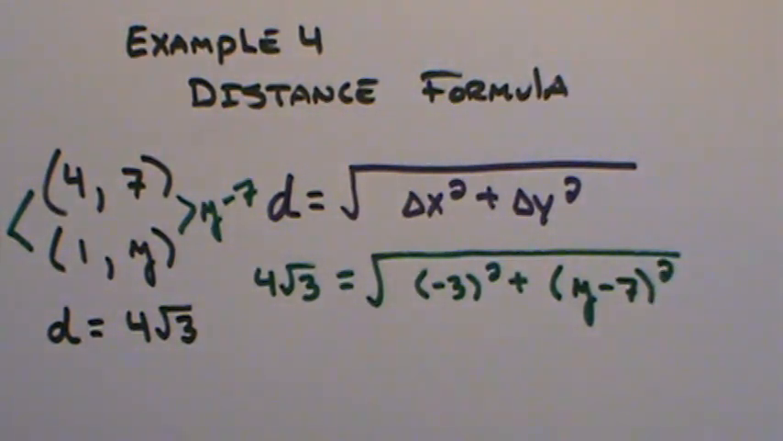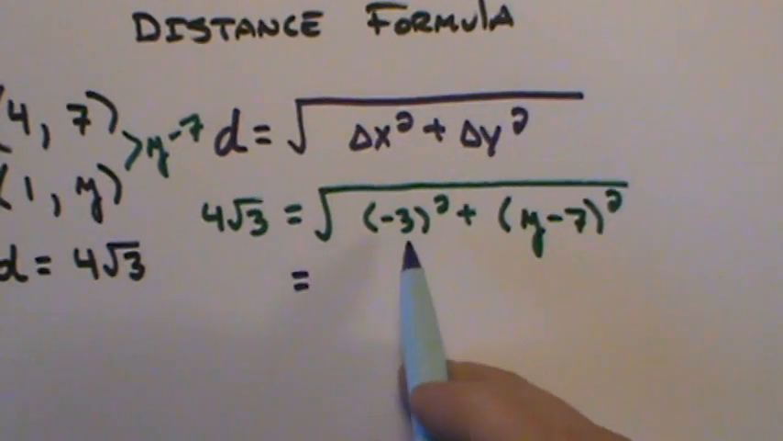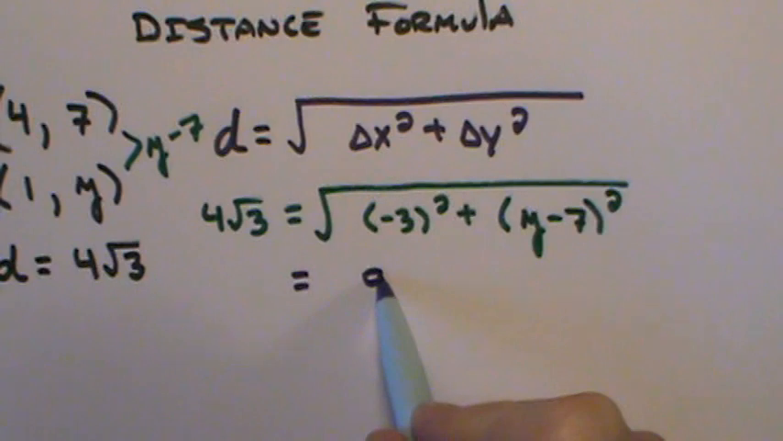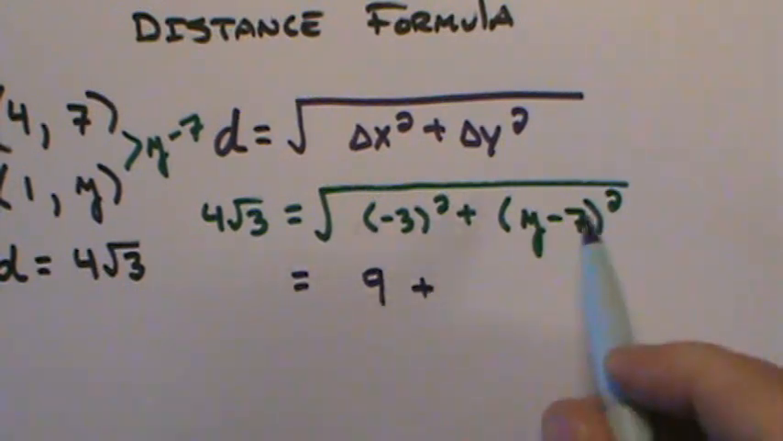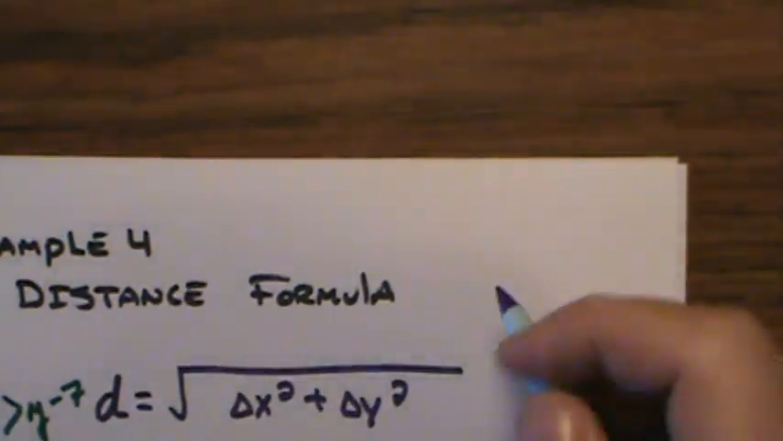And now I'm going to expand this stuff. We'll look at this part first. Negative 3 squared is 9. And then I really need to FOIL this out. I'll do this on a side note here.